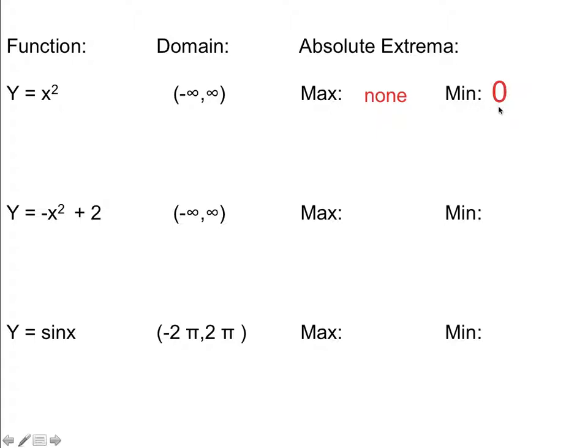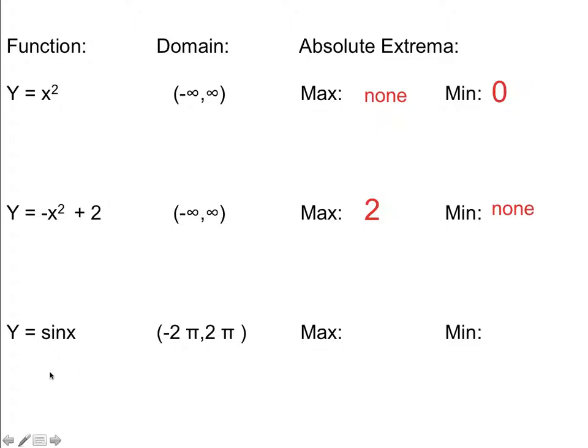And for this one, this is going to be an upside down parabola, so kind of a frown. And so we're going to have a maximum where that vertex is, and that vertex is at 2. And then we're not going to have any minimum because the domain isn't restricted.